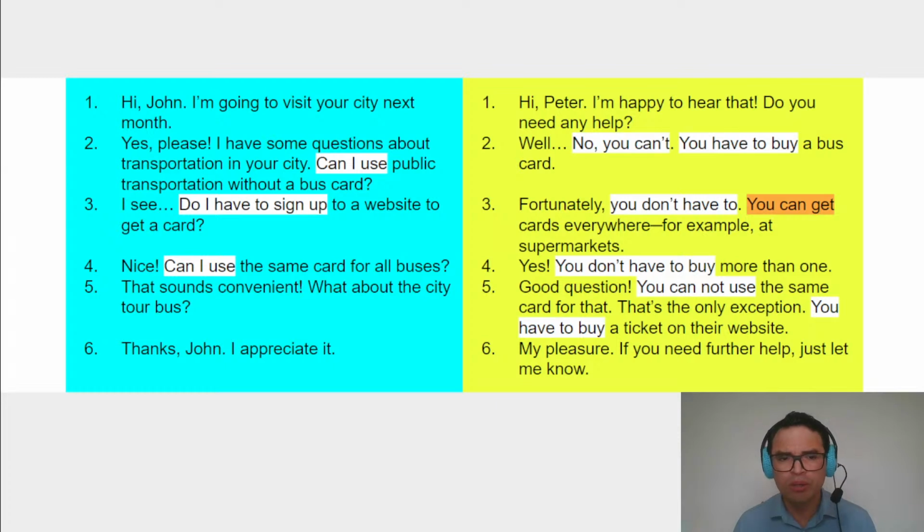Is it allowed? Yellow, number 2. No, you can't. It's prohibited. You can't do it. You have to buy a bus card. It's necessary to buy a bus card. Yellow, 3. You don't have to. It's not necessary. You don't have to. Look at orange. You can get cards everywhere. This is not about necessity. This is about possibility. You can get.